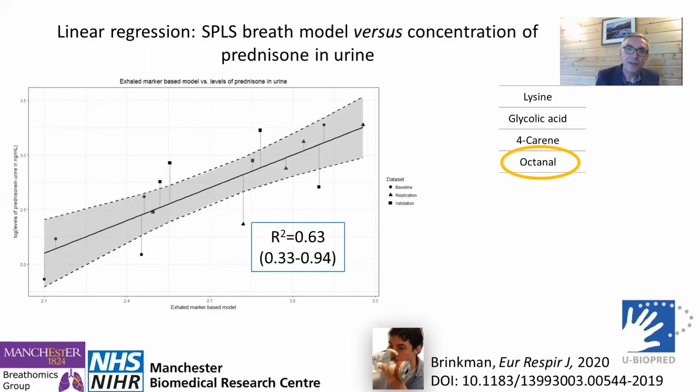So we then went on to perform linear regression because we had quantity of prednisolone in the urine, and we wanted to see whether a model could predict the concentration in the urine in a linear way.